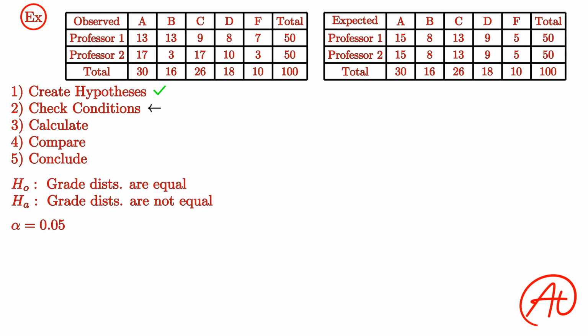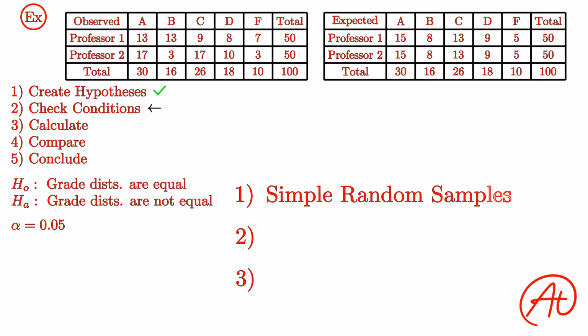For chi-square tests, there are 3 different conditions that need to be satisfied in order for us to be able to use this test type. Essentially, we're trying to make sure that the data we collected is a good representation of the overall population. The first condition we need to meet is that the data we collect is from simple random samples of the groups to ensure we picked our data points randomly.